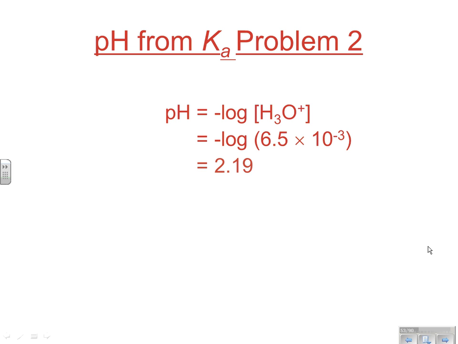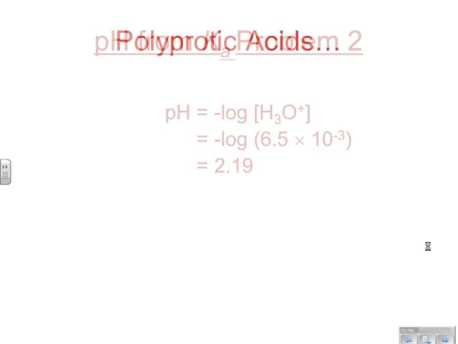So at this point, we now know that our H3O+ is 6.5 times 10 to the negative 3. Remember, it said what is the concentration and what is the pH. The last thing we need to do is take the negative log of it. And remember, 2 decimal places, or 2 sig figs, 2 decimal places. So 2.19 would be our answer for pH.